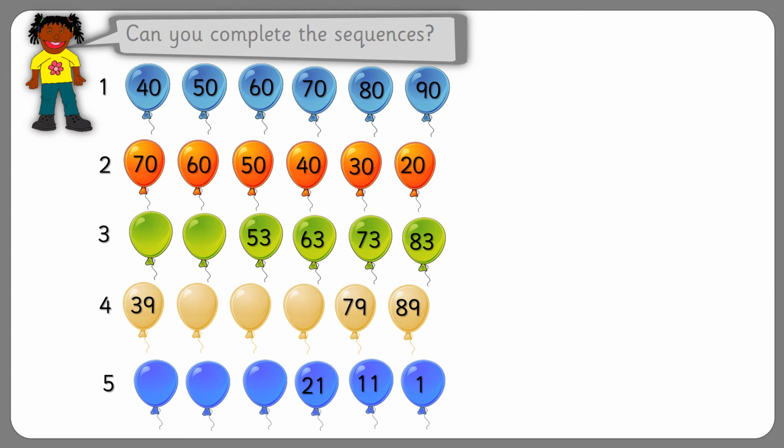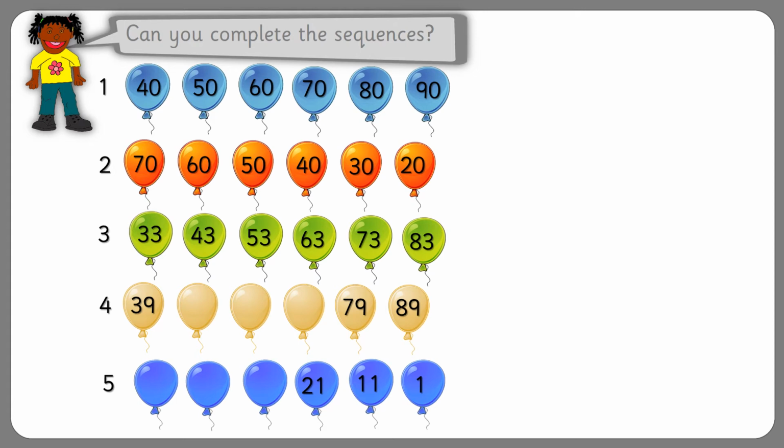Let's see if we can count backwards from 83 to find the answers. 83, 73, 63, 53, 43, 33. Number 4 on the gold balloons starts with 39, then there are 3 missing numbers, then there's 79, 89.